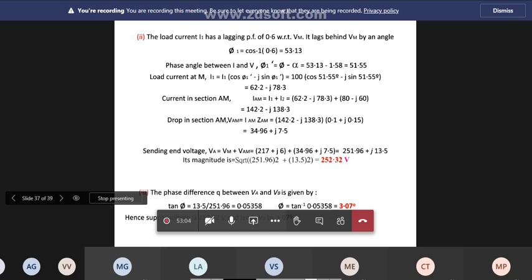The value is 252.32. The phase angle is tan inverse of 13.5 by 251.96, that is tan inverse of 0.05358, that is 3.07 degrees. Therefore the sending end voltage is 252.32 with a phase angle of 3.07 degrees.